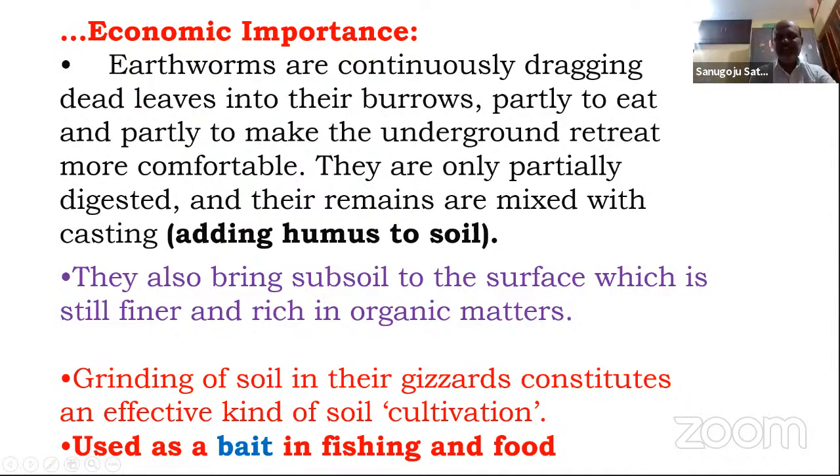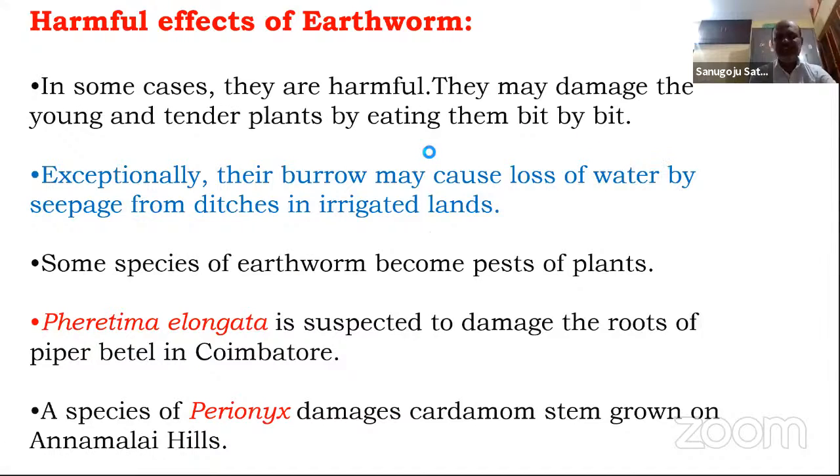And there are harmful effects also about the earthworm. In some cases, they are harmful. They may damage the young and tender plants by eating them bit by bit. Exceptionally, their burrows may cause loss of water, seepage, and ditches in irrigated lands. Some species of earthworm become pests of plants. They become pests, making huge losses to the plants.